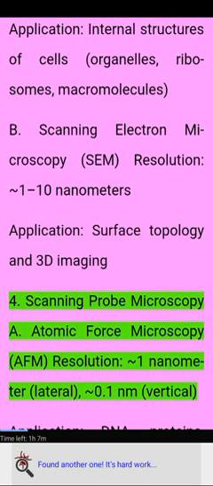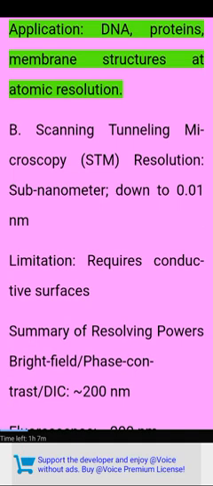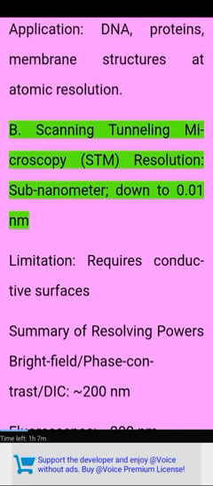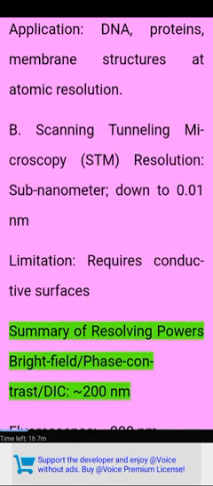4. Scanning probe microscopy. A. Atomic force microscopy, AFM. Resolution, approximately 1 nanometer lateral, approximately 0.1 nanometers vertical. Application, DNA, proteins, membrane structures at atomic resolution. B. Scanning tunneling microscopy, STM. Resolution, sub-nanometer, down to 0.01 nanometers. Limitation, requires conductive surfaces.